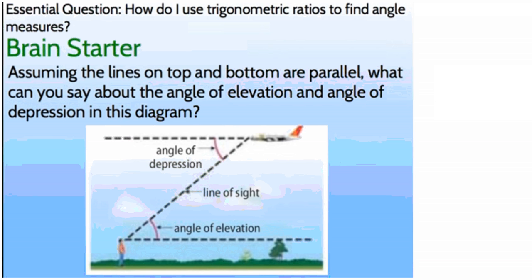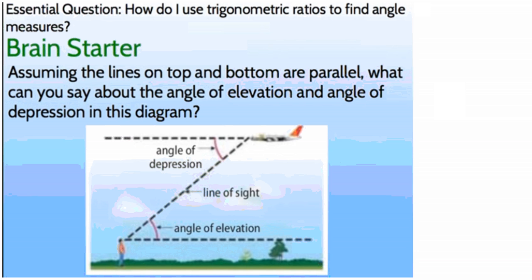And so here we have a typical situation where you either look up at something or you look down at something. And so when we talk about these angles that are formed with your line of sight, we can refer to them as your angle of elevation or depression.